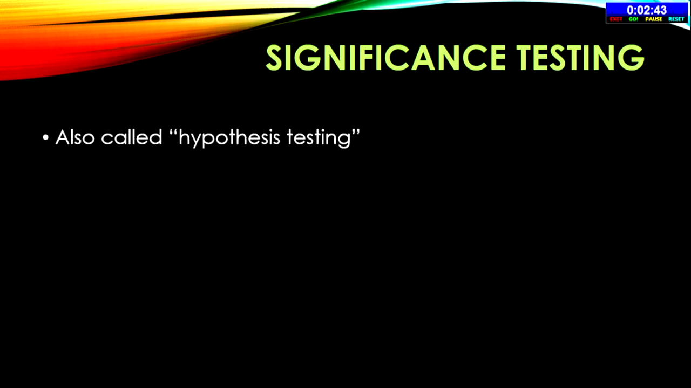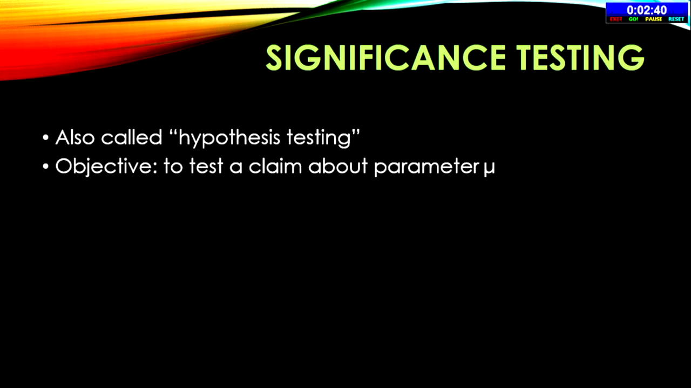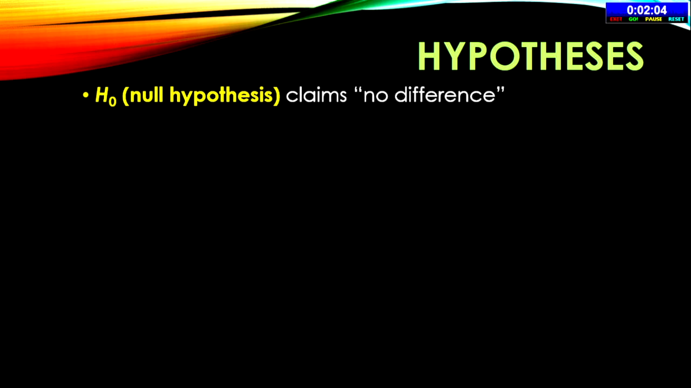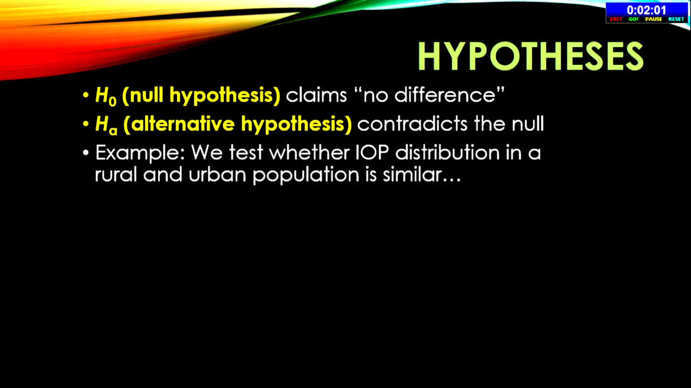Now let's go on to significance testing. It's also called hypothesis testing. The objective is to test a claim about a certain parameter. So here comes the concept of the null hypothesis. Suppose we want to compare the central corneal thickness in a rural and an urban population. We start with the null hypothesis, which states that there is no difference between the CCT values in the two, and HA is the alternate hypothesis, which tries to refute the null hypothesis. So basically, the null hypothesis claims that there is no difference. The alternate hypothesis contradicts the null.